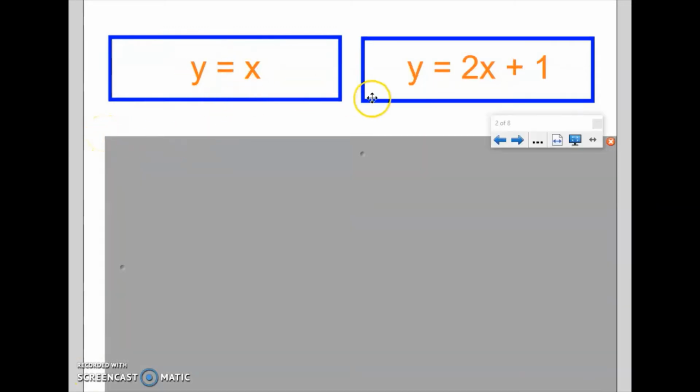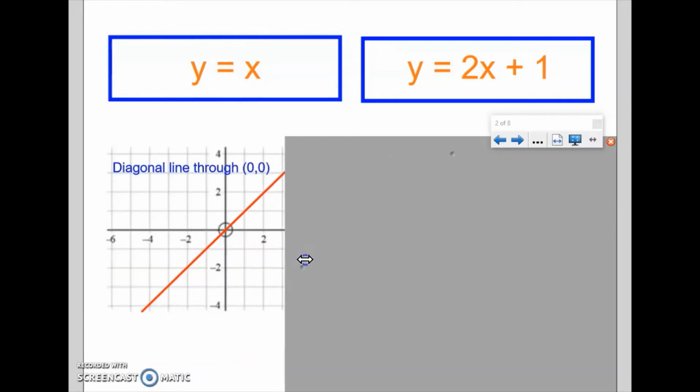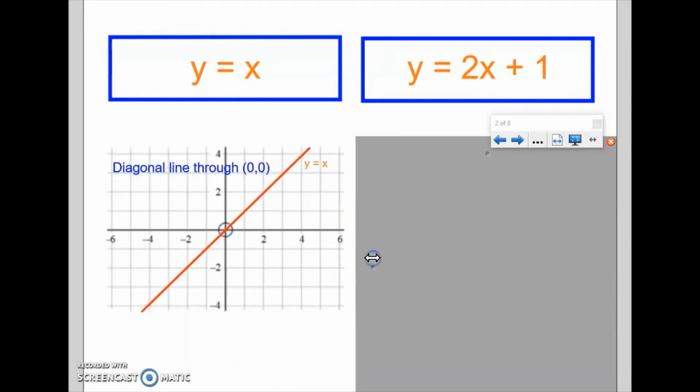Okay, we're going to have a look at two more straight line graphs, two more linear graphs, starting with y equals x. So if you were asked to graph y equals x, which is a very common question when we start talking about graphing inequalities, your graph would look like this.